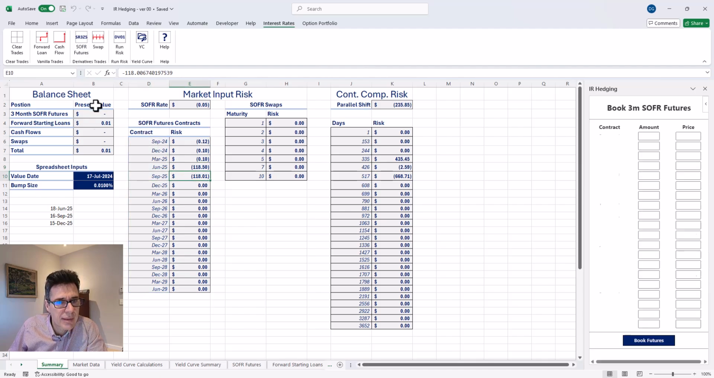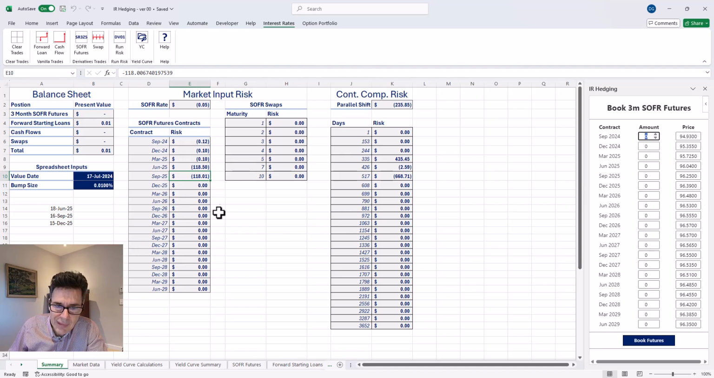So we're going to hedge. This position is as if I'm long SOFR futures contracts. I'm losing money when rates go up. So in order to hedge, I'm going to go short 5 of each. Run the risk. And not all, but most of the risk is gone.